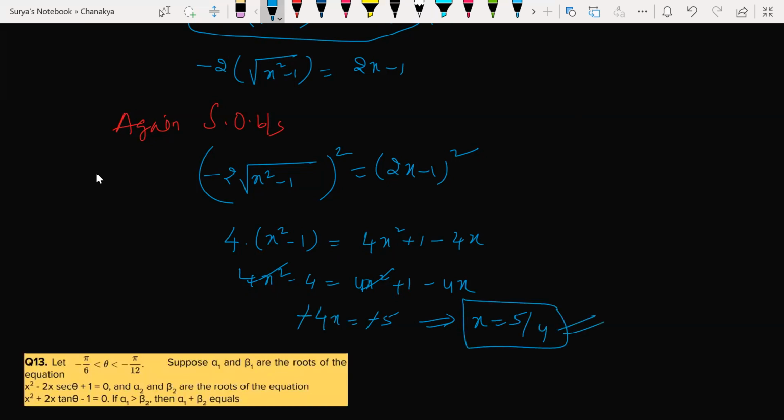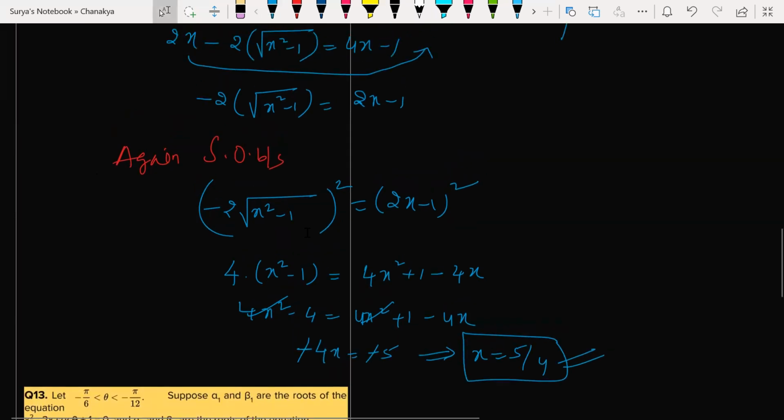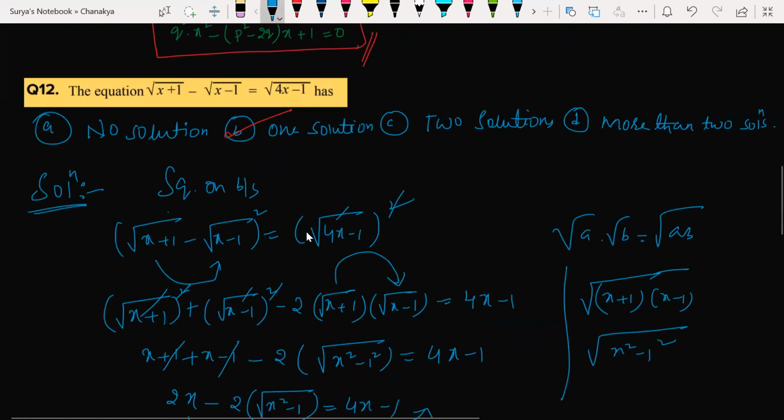x has a solution here. What was that? 5 by 4. Guys, you can substitute the x value 5 by 4 in the given equation and verify whether you are getting LHS and RHS or not. Getting my point? So look at this here. No solution is the wrong answer. One solution is the right answer. Two solutions is not possible. More than two solutions is also not possible. Getting my point, children? Yes or no? How easy it is?